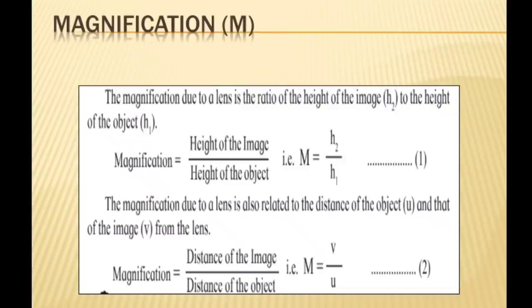The magnification due to lens is also related to the distance of the object u and the image distance, that is v, from the lens. Magnification M is also given as distance of the image upon distance of the object, that is M is equal to v upon u, that is equation number 2. From equations 1 and 2, we can write the relation as h2 upon h1 is equal to v upon u, which will be useful to solve the numericals.